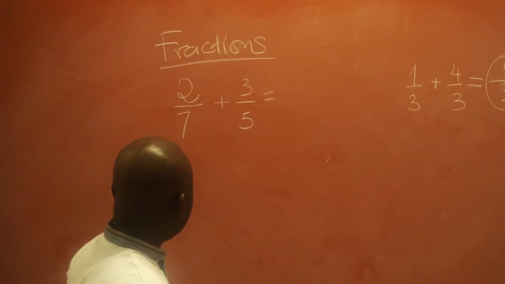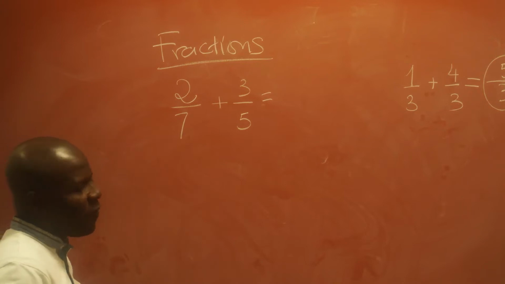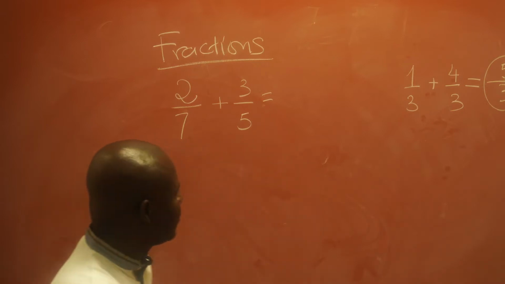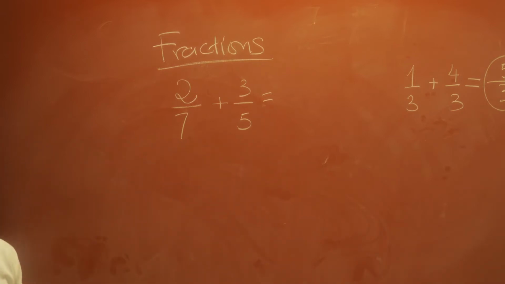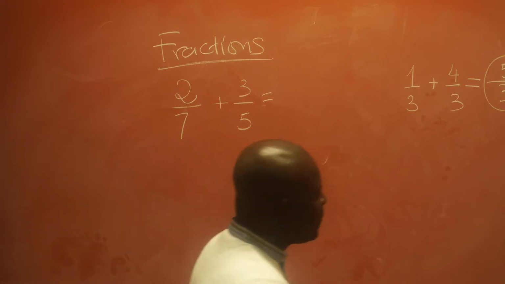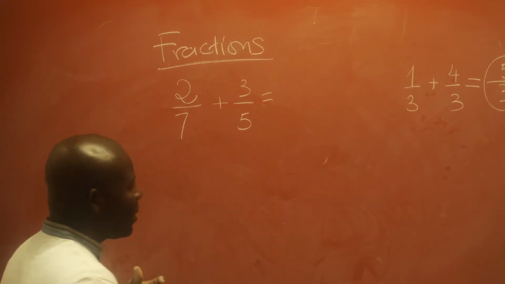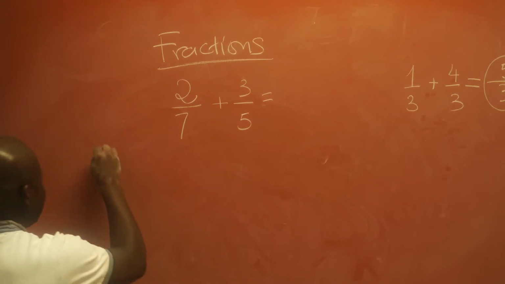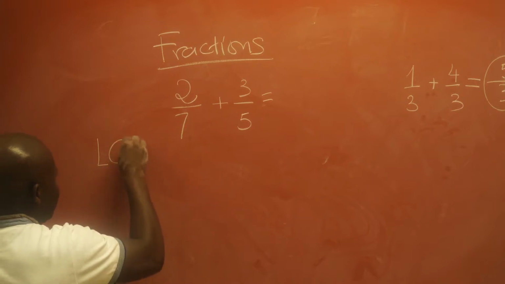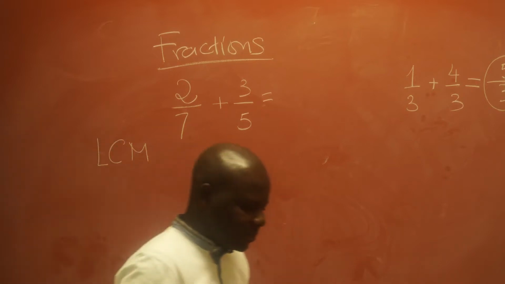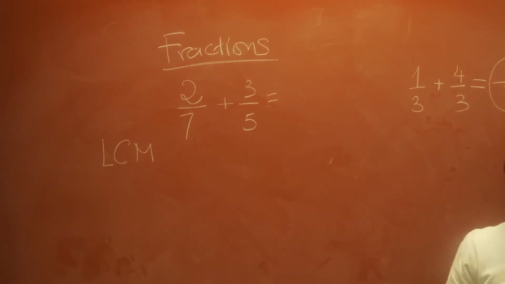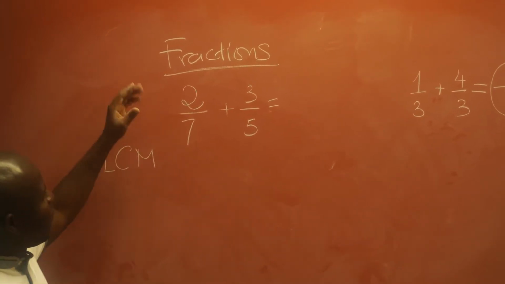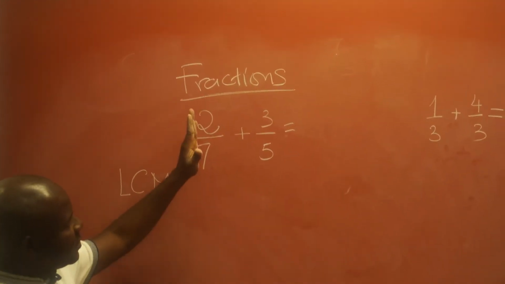5/3. But 2/7 plus 3/5. Because we don't have that same denominator, we need to work on the fraction to get the same denominator. For that, we'll try to find something called the lowest common multiple, or lowest common denominator, LCM. It's going to be that lowest value which is the same for the first fraction and the second fraction.